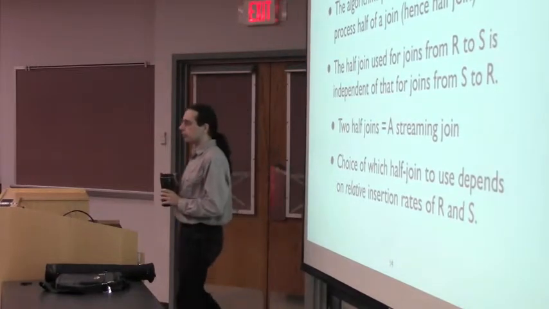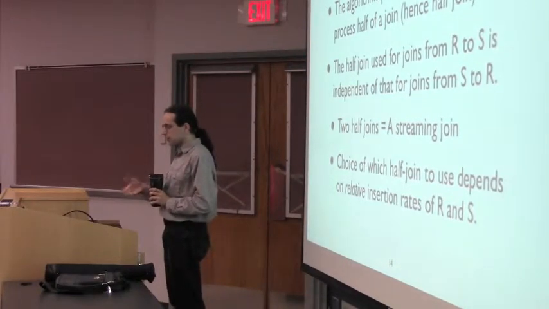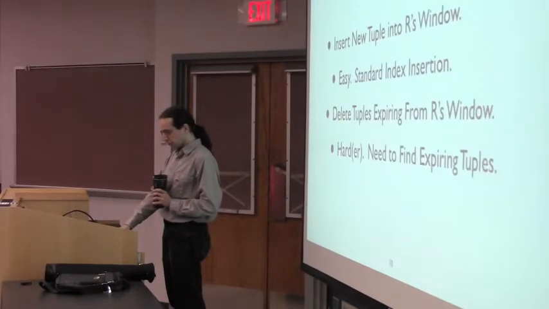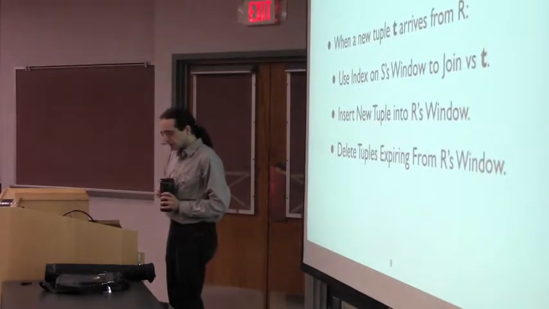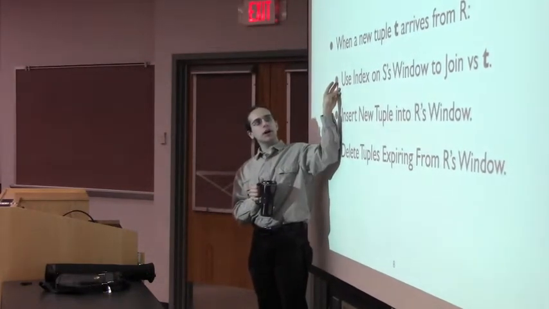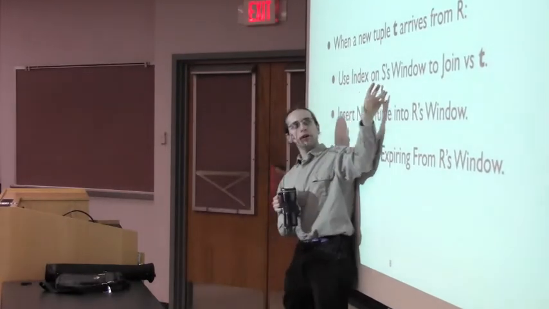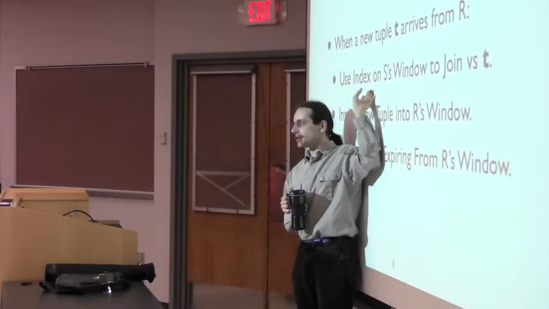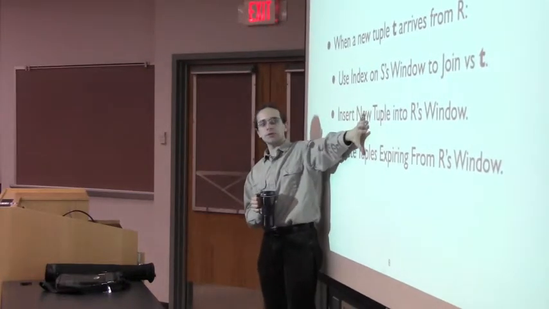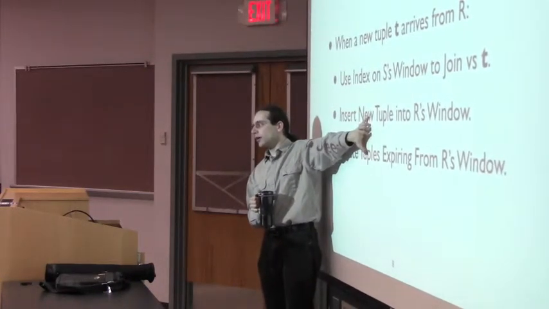What's the meaning of half a join? So a half join is basically this algorithm. When a tuple arrives in R, we'll join it against S's window, in whatever index we've selected for S. And then we will insert it into its local index.